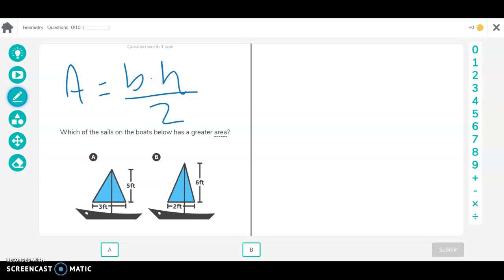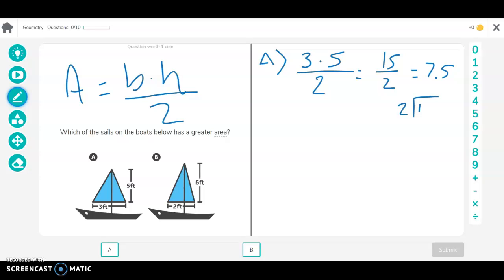So the base for A, that was a terrible A, is 3, the height is 5, and we are going to write 5 in like you should, and divide it by 2. So let's do 3 times 5, which is 15, divided by 2. If you don't know this off the top of your head, it is 7.5. But I'll go ahead and do the math real fast so you can see.